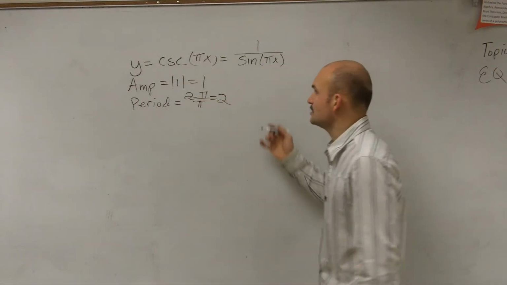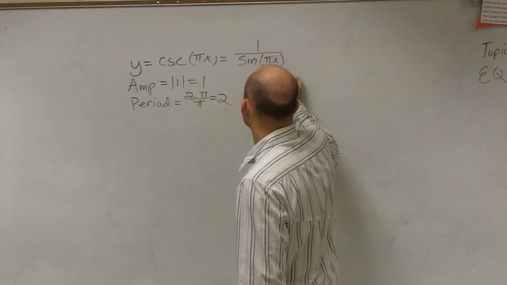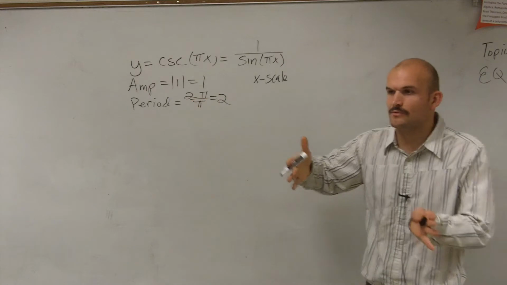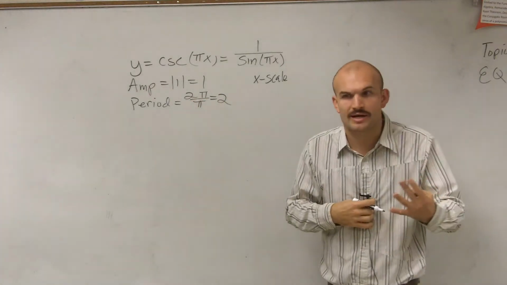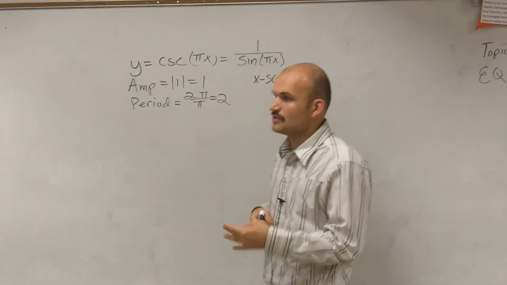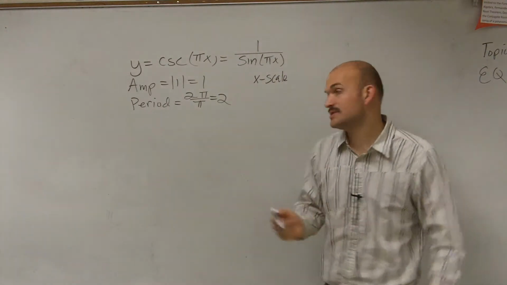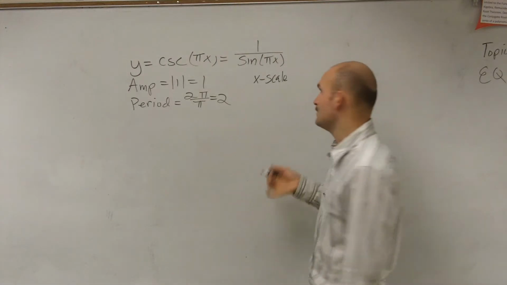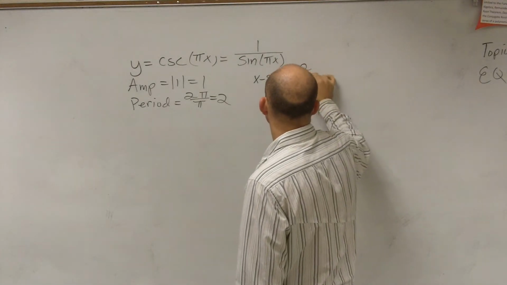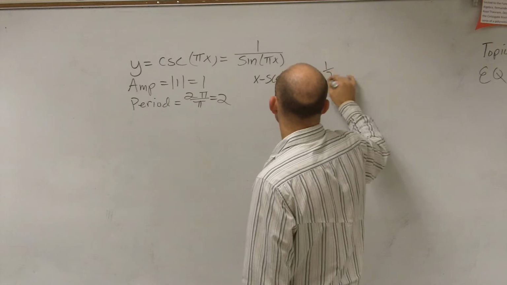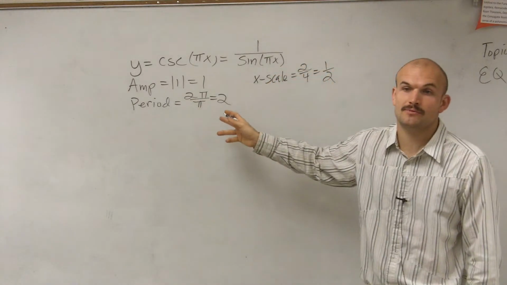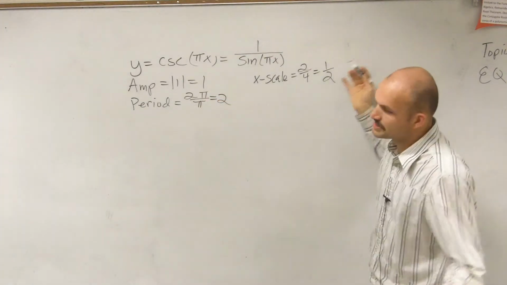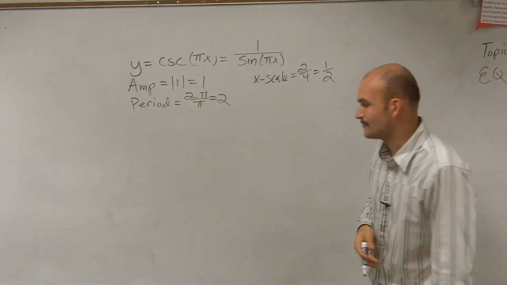The next one is our x scale, or what I always wrote as x scale or critical points. Remember, there are 4 critical points on a period of our sine and our cosine graph. To find the distance between those critical points, we used our x scale, which is your period divided by 4. Well, remember, our period doesn't have pi anymore. The period got our pi's divided out. So I'm just left with 2, and then x scale is 1/2.